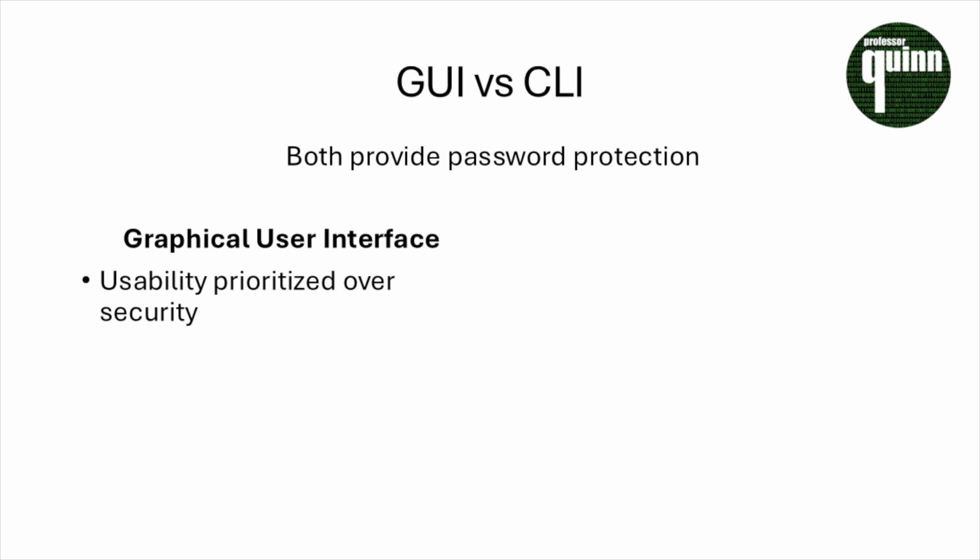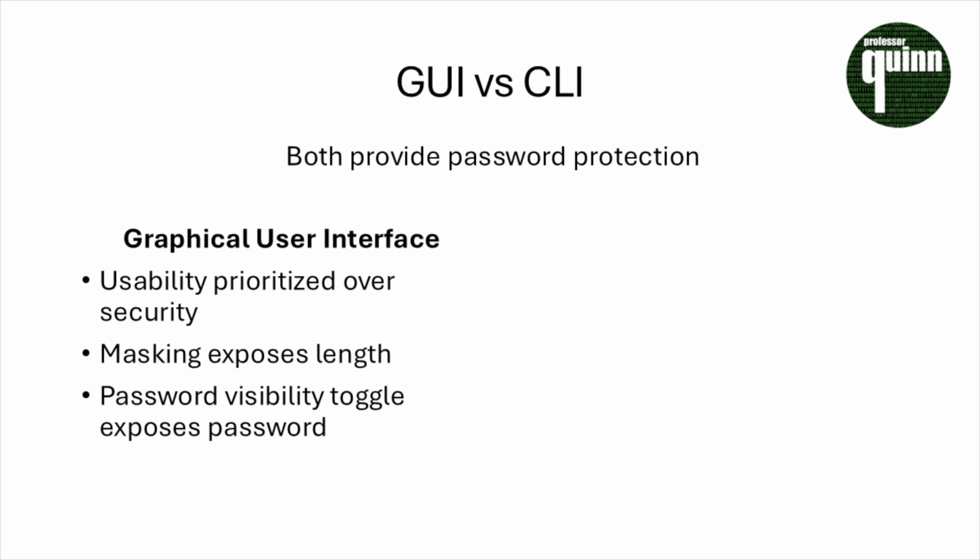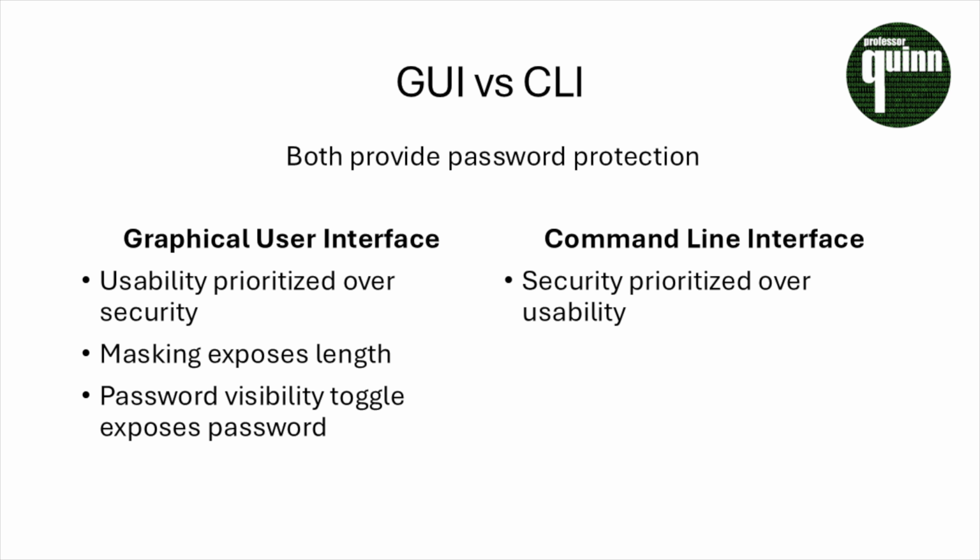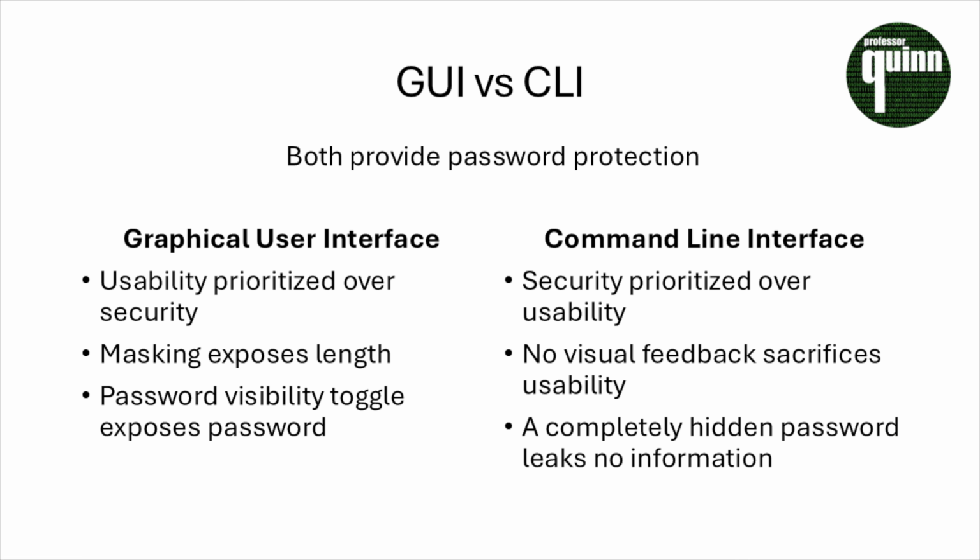If we compare the two environments, here's what we find. Both aim to protect our password. GUI environments, however, prioritize usability by giving visual feedback. If a password visibility toggle is available, we could even reveal what was typed. On the other hand, command line tools prioritize security. We sacrifice visual feedback. It may not be as usable, but what's hidden from us is also hidden from anyone who's watching.